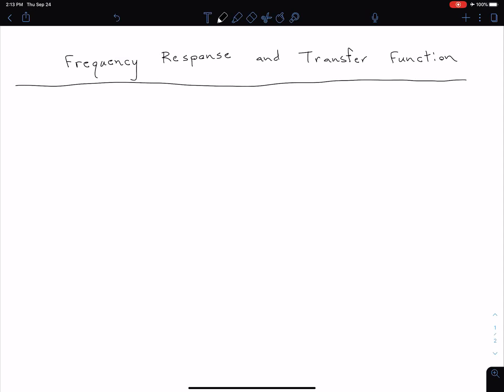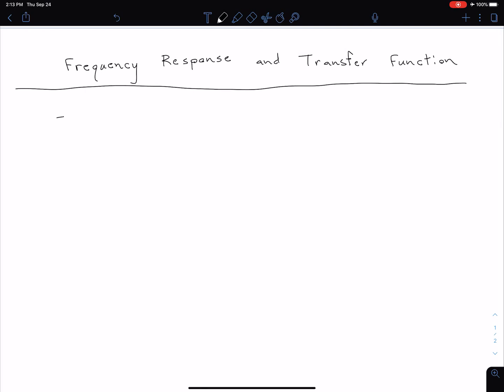Up until this point in the class, we've mainly been looking at DC signals and DC circuits. So now we're going to start talking about time-varying signals. And so whenever we start talking about time-varying signals, we have a couple important terms, namely frequency response and our transfer function. And so let's start by defining what our frequency response is.